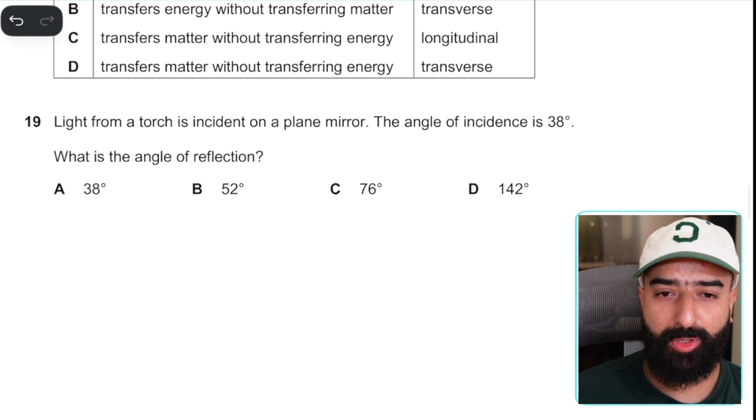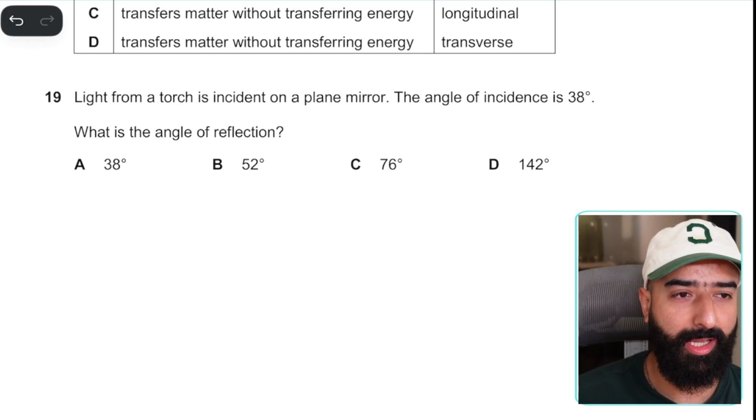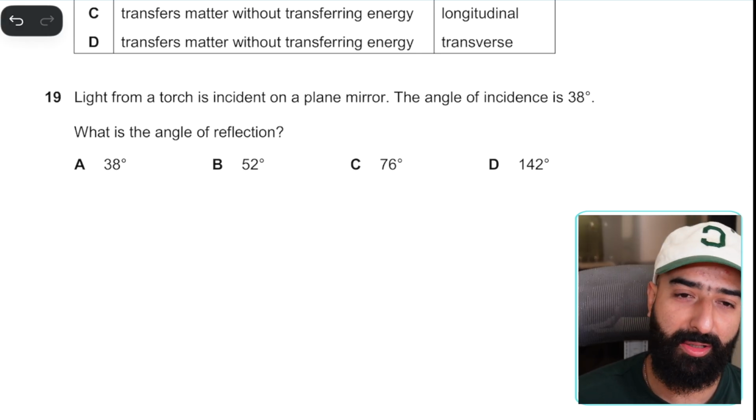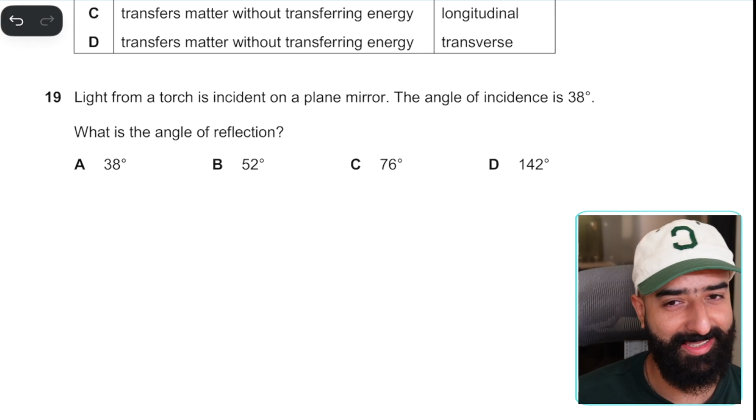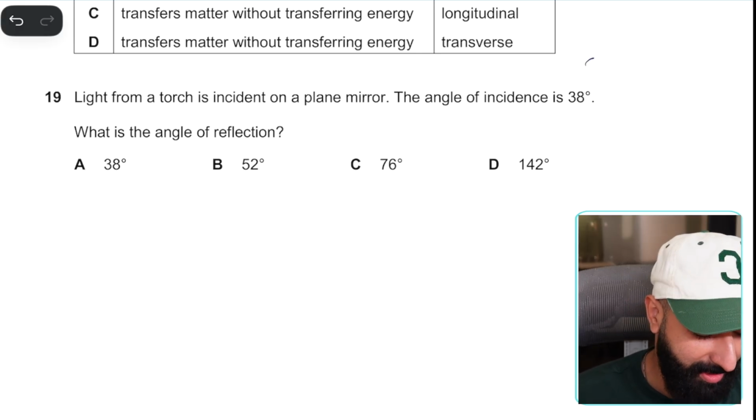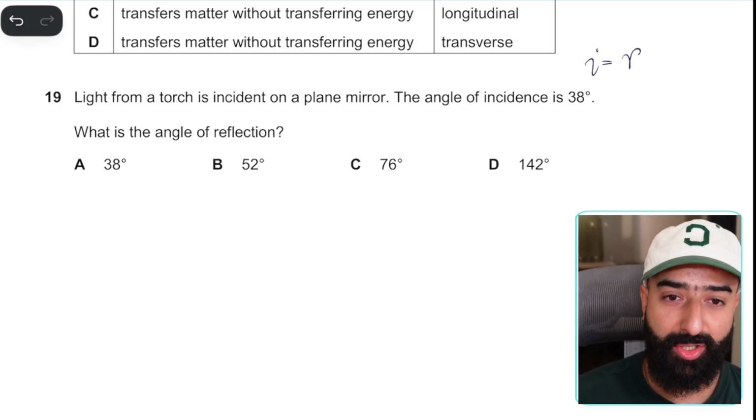Okay, light from a torch is incident on a plane mirror. The angle of incidence is 38. What's the angle of reflection? This is easy. Angle of incidence is always equal to the angle of reflection.